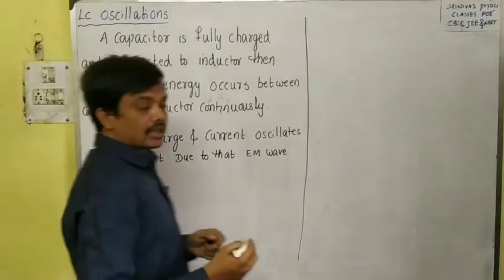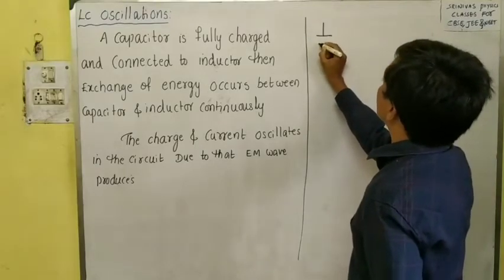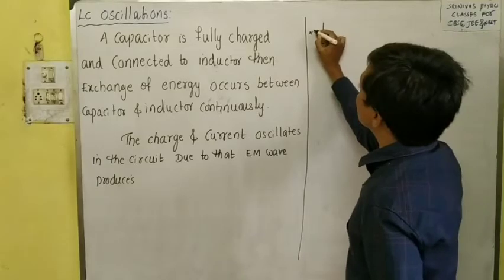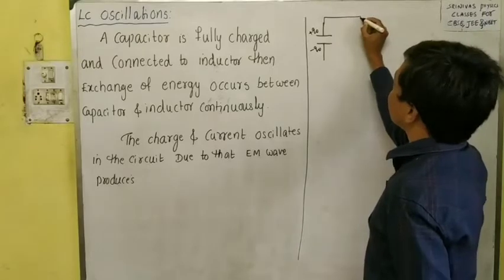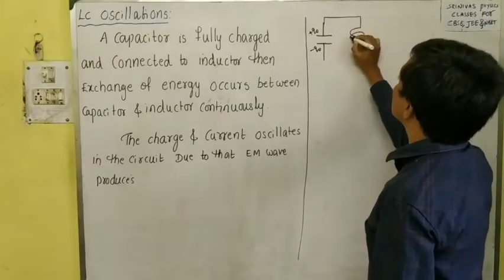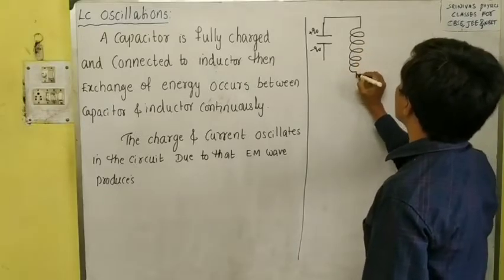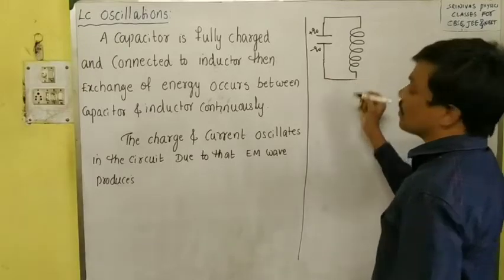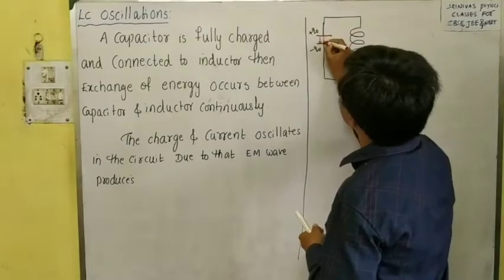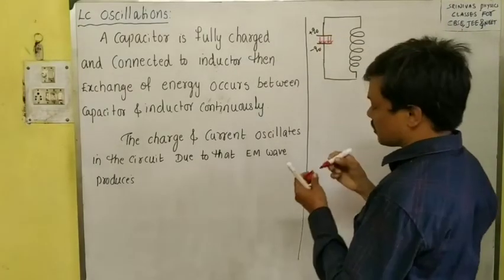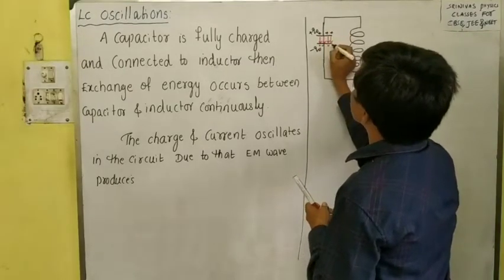Look here, I am taking one inductor. This is one capacitor. It is fully charged with plus Q naught and minus Q naught. After that it is connected to some inductor. This is the inductor. When it is fully charged, the energy stored is said to be electrical energy. It is positively charged, this is plus, plus, plus, and this is minus, minus, minus.